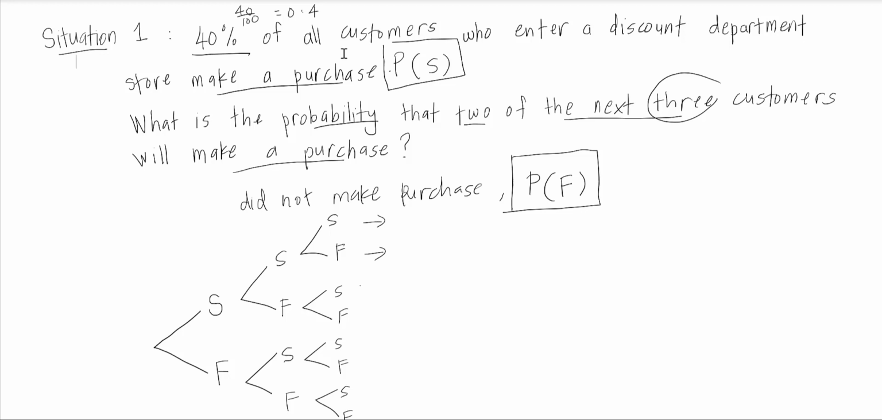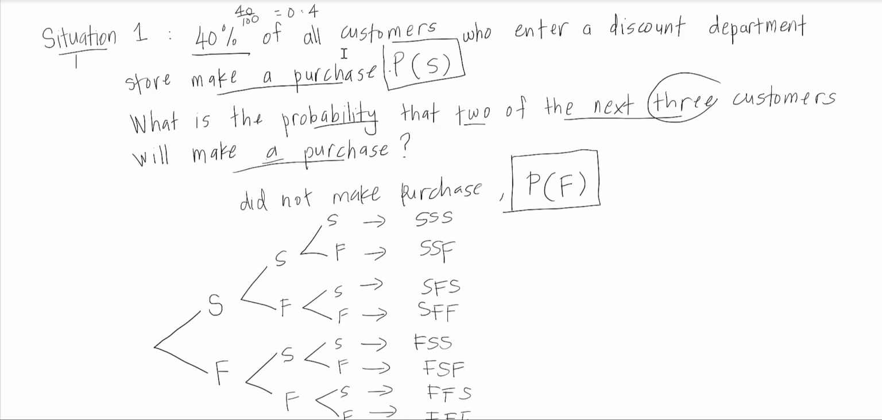And we have the outcome for each branch. The first outcome is SSS, the second outcome is SSF, then we have SFS, SFF, FSS, FSF, and so on.